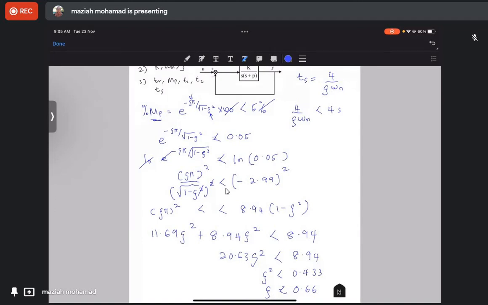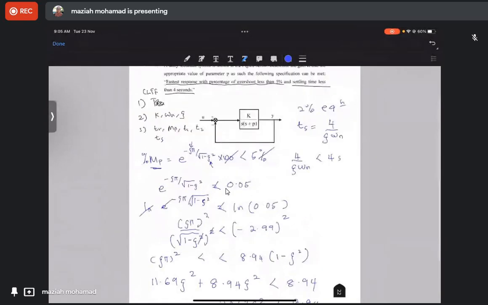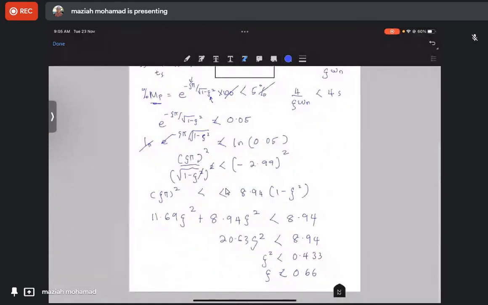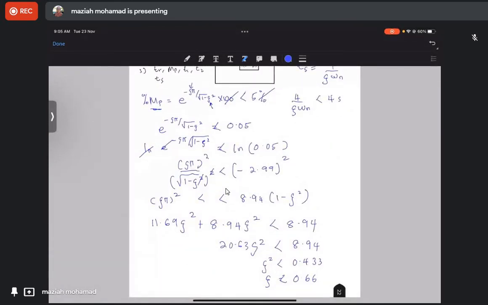Okay, so it's around 0.66. Right, so we need to choose zeta. The value of zeta must be less than 0.66 in order to get the fastest response with less than 5% overshoot. Okay, maximum 5%, you need to choose 0.66. All right, so put into the settling time equation, you should get omega n.